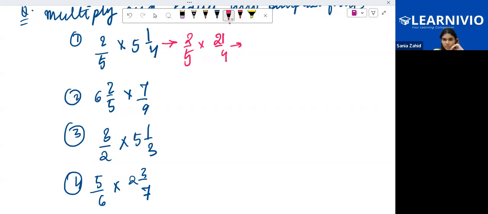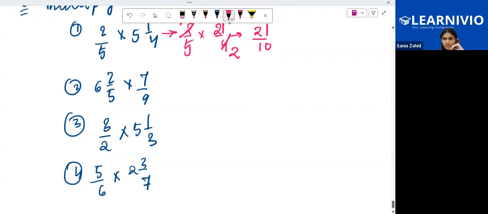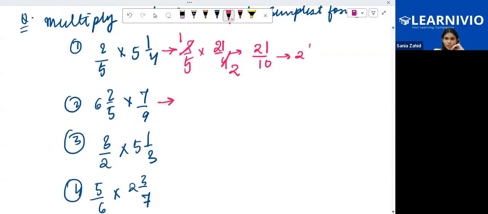Can you reduce it to the simplest form here itself? No, ma'am. 2 ones are 2, 2 twos are 4. It will be 21 by 10. Okay. Razan, you're not answering. Ma'am, can we reduce it to mixed fraction 21 by 10? Yeah, you can. Like 2 whole 1 by 10.